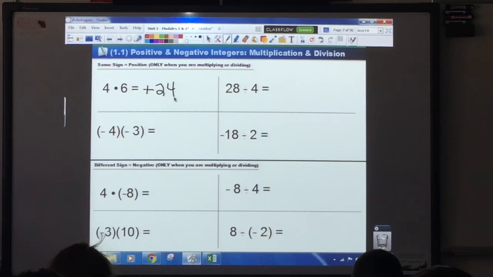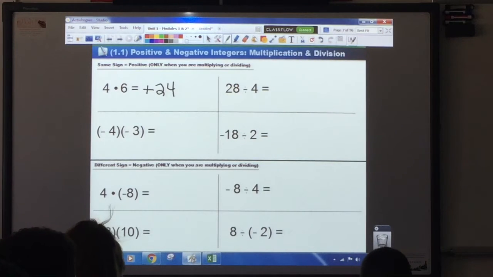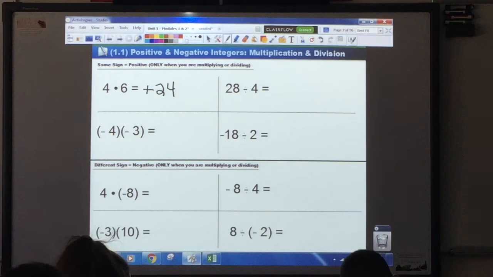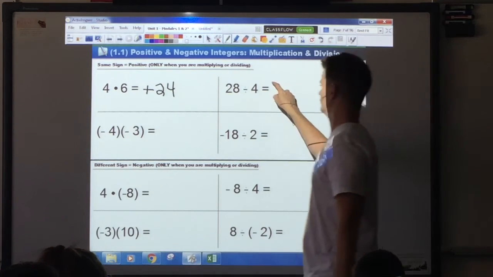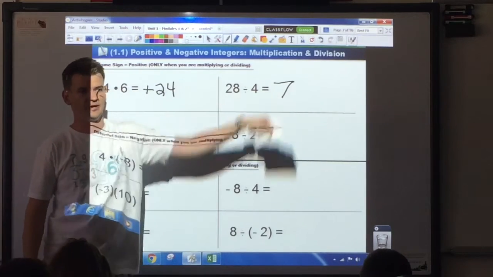Okay, so that's good. Mael, what about 28 divided by 4? What do you think that is? 7. Good job. Division and multiplication are interchangeable. If you know that 4 times 7 is 28, it's easy to surmise that 28 divided by 4 equals 7. Okay, same sign. If they both have the same sign, my answer is going to be positive.